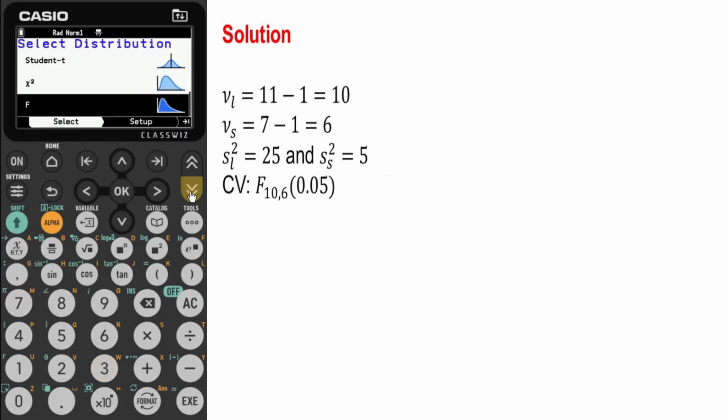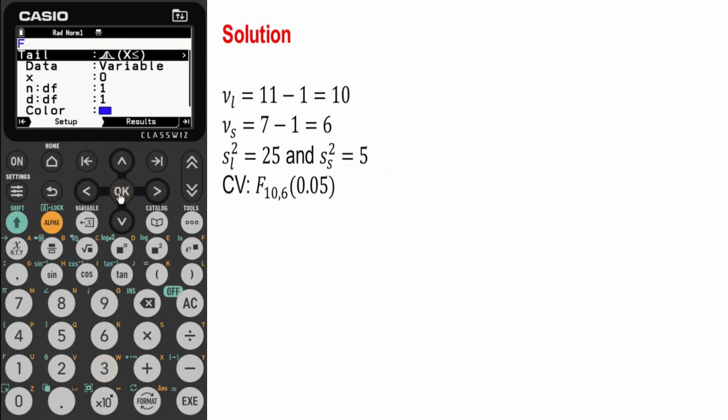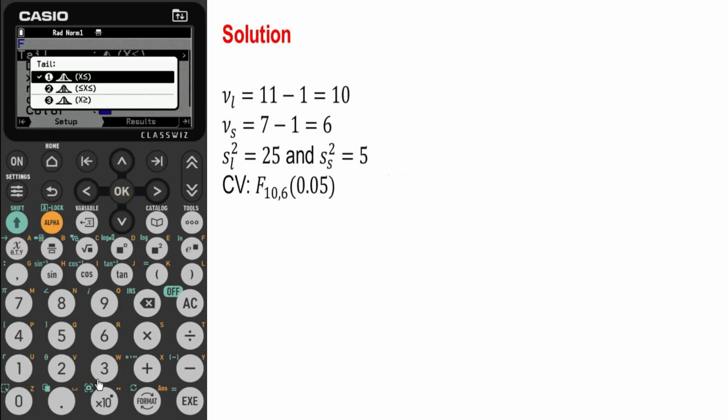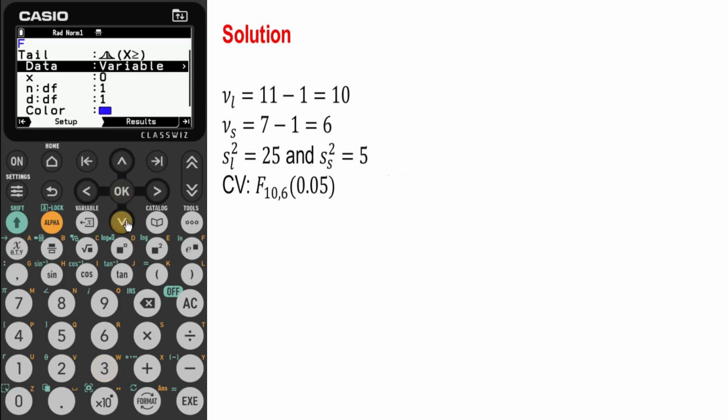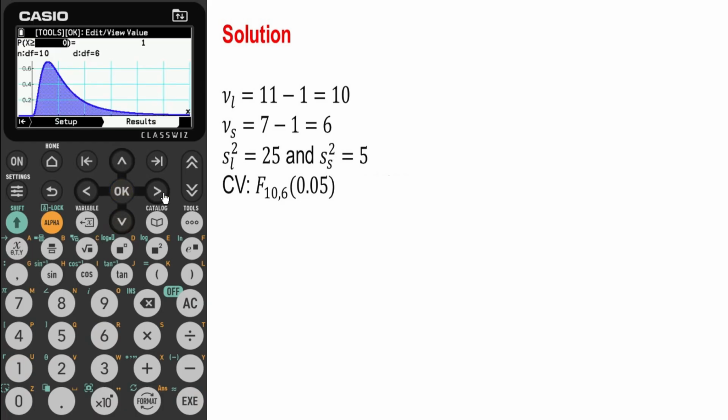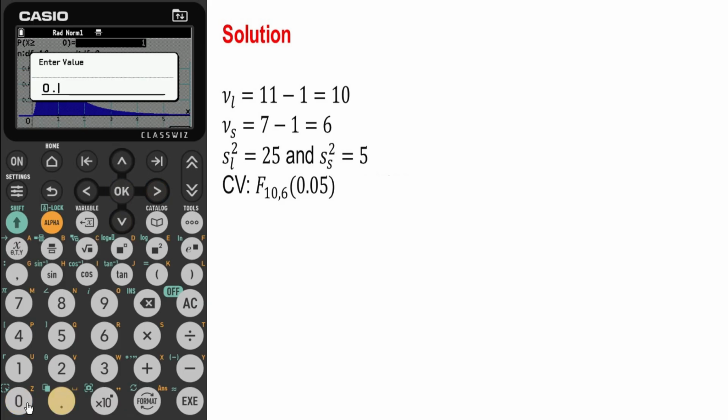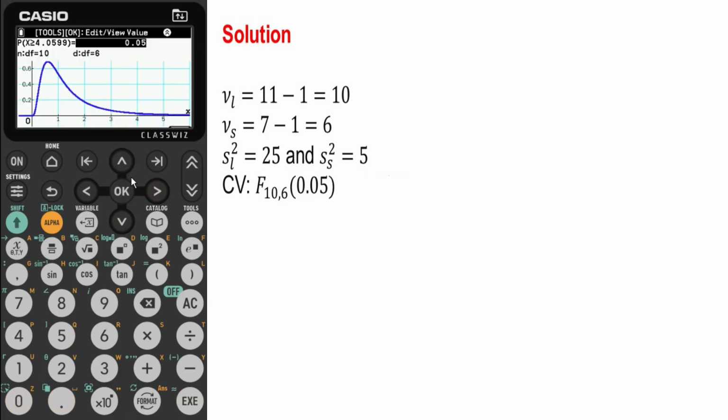Then we go down to F distribution. Let's change the tail. We have 10 degrees of freedom for the column, 6 degrees of freedom for the row. We have a probability of 0.05. You will find the critical value to equal 4.0599.